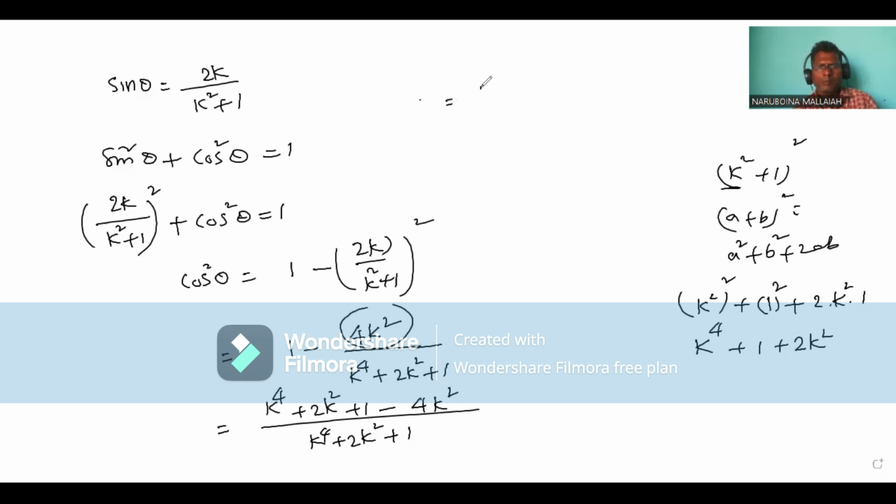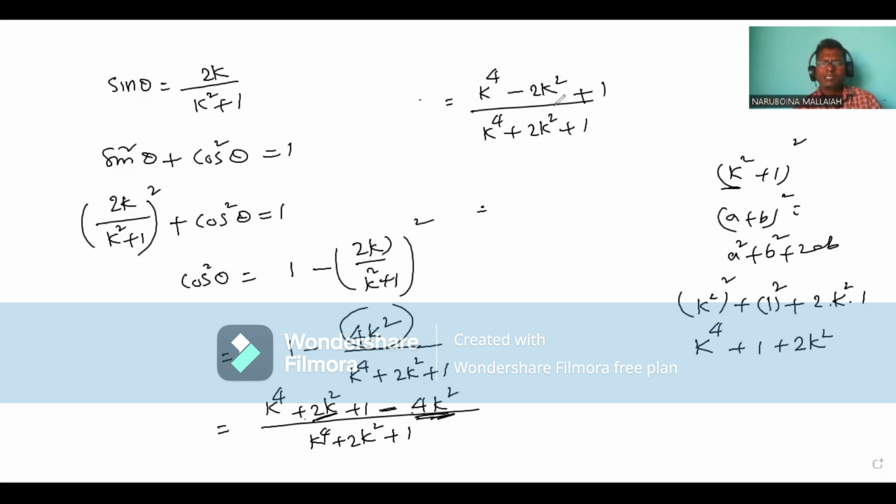Now k power 4, here 2k square, here also k squares. Here 4k square we have, here 2k square. So one is plus and one is minus, so we have to subtract. Subtracting 2k square from 4k square, we are left with 2k square. 4k square is the greater number, so its symbol is minus, and the number is plus 1. Here 2k square minus 4k square, by subtracting we get minus 2k square. In the denominator we have k power 4 plus 2k square plus 1.